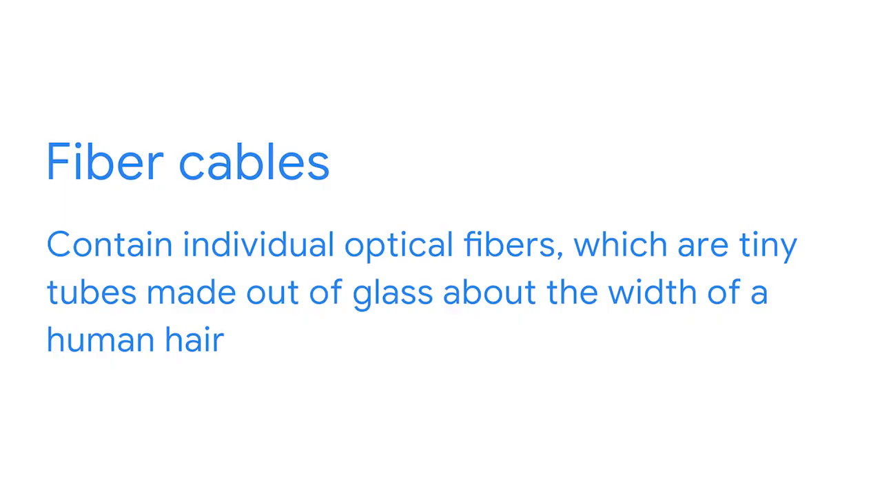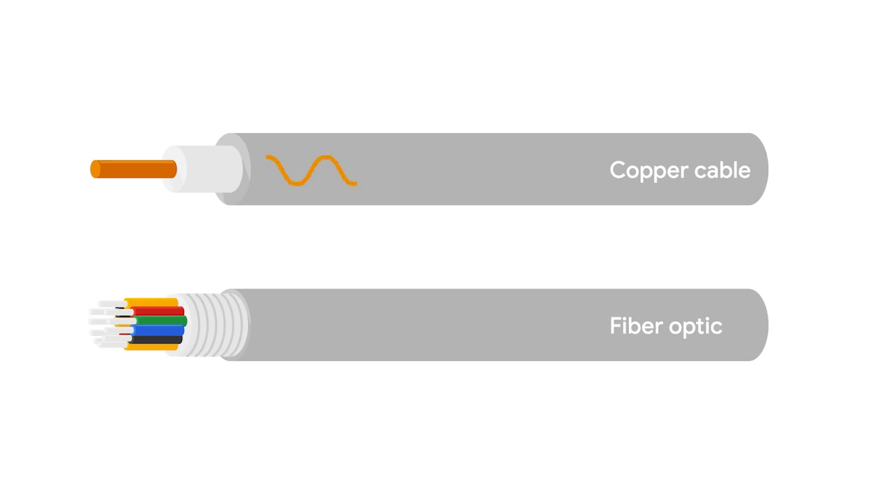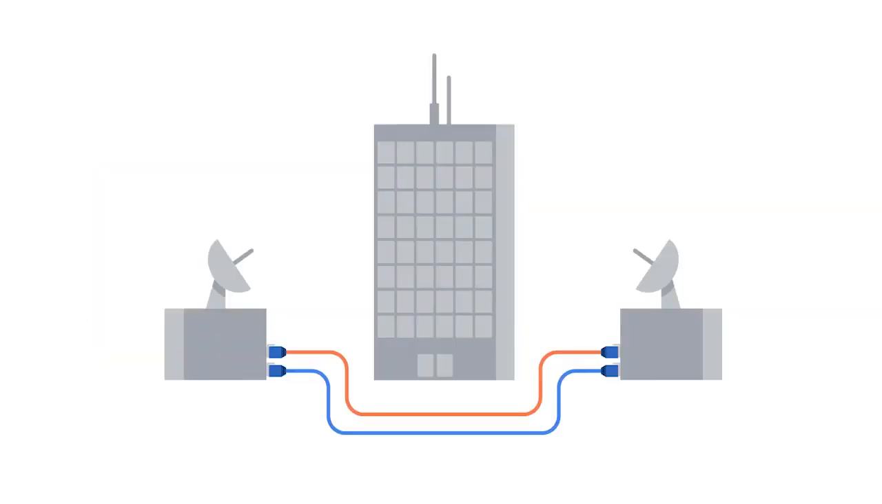The second primary form of networking cable is known as fiber, short for fiber optic cables. Fiber cables contain individual optical fibers, which are tiny tubes made out of glass about the width of a human hair. These tubes of glass can transport beams of light. Unlike copper, which uses electrical voltages, fiber cables use pulses of light to represent the ones and zeros of the underlying data. Fiber is even sometimes used specifically in environments where there's a lot of electromagnetic interference from outside sources, because this can impact data being sent across copper wires.